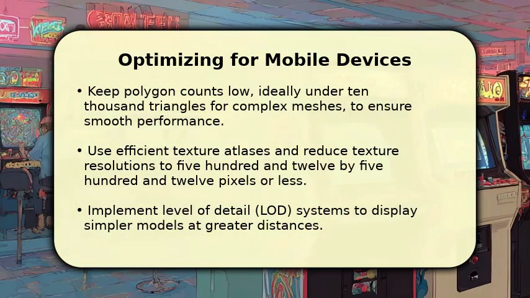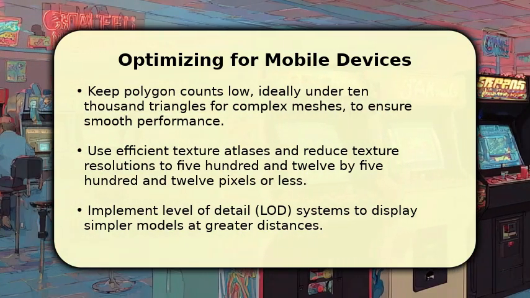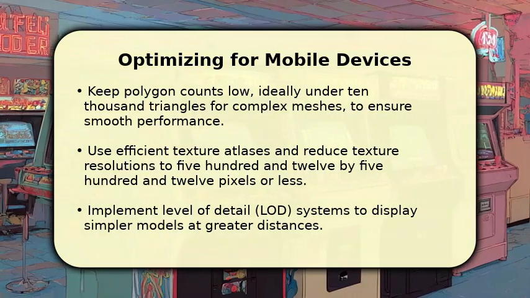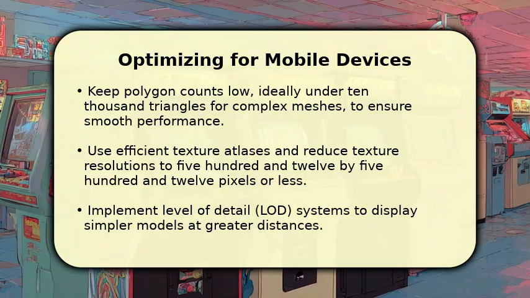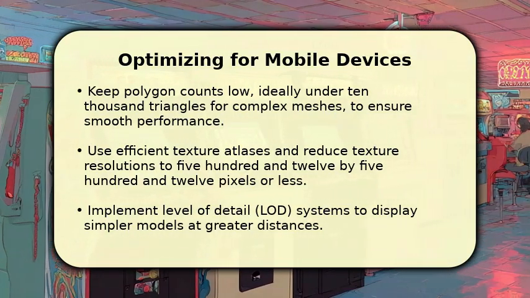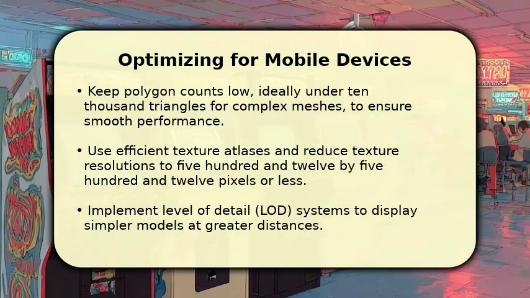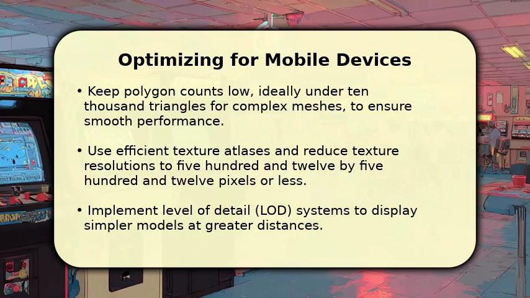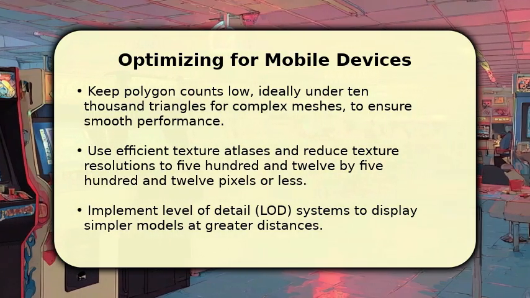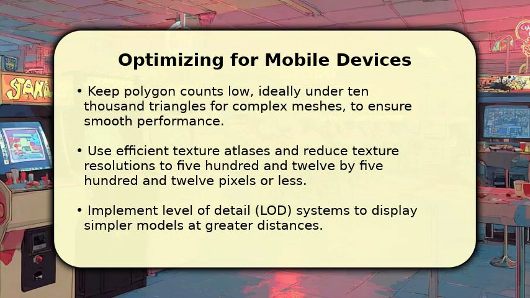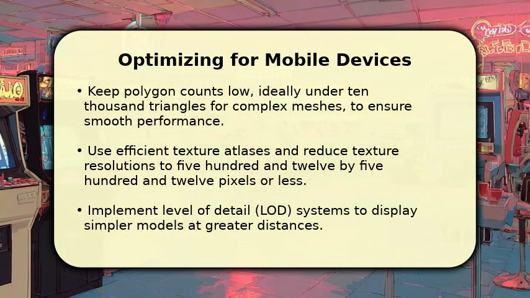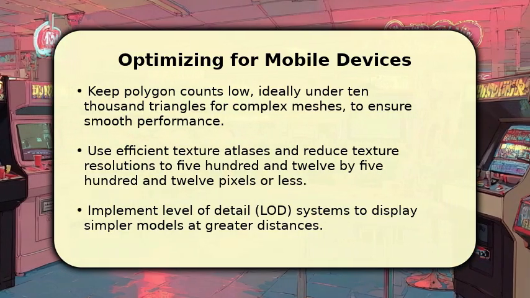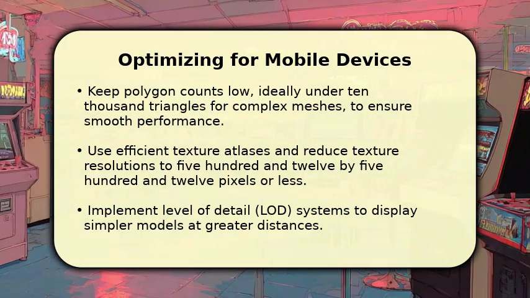Optimizing your creations is vital for mobile performance. Aim to keep polygon counts low, ideally under 10,000 triangles for complex items, to prevent lag. Use efficient texture atlases and reduce texture resolutions to 512 by 512 pixels or less. Implementing level of detail systems helps display simpler models at greater distances. Always test extensively on various mobile devices to identify and resolve any performance bottlenecks before publishing your work.